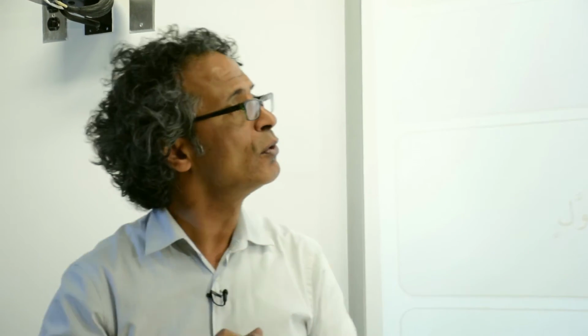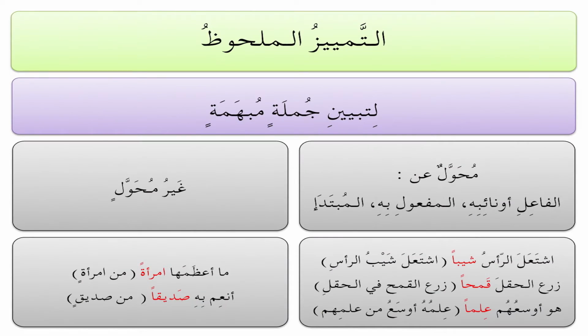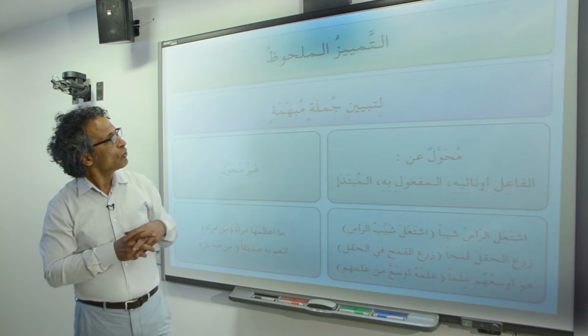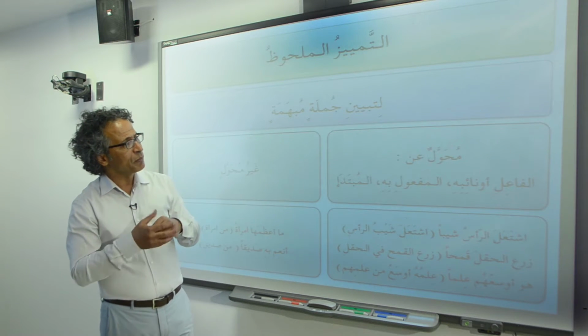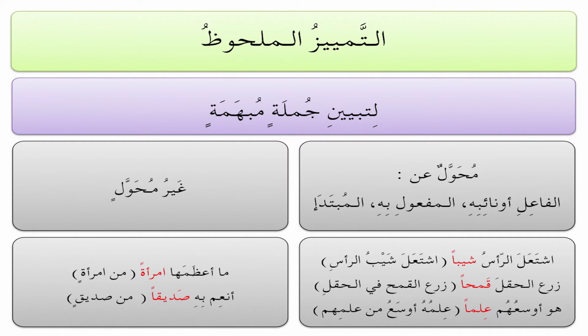التمييز الملحوظ. Now we're done with the تمييز الملفوظ. Let's go to التمييز الملحوظ. And remember we said لتبيين جملة مبهمة. Now we're not actually specifying or disambiguating one word that's preceding, we're disambiguating a whole sentence. So this is made of two types. Ones that are derived or transformed from something, and ones that are not transformed or derived from something else.